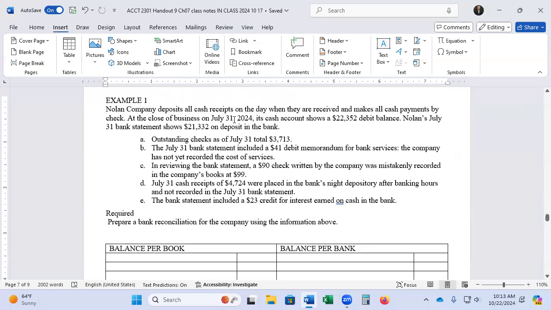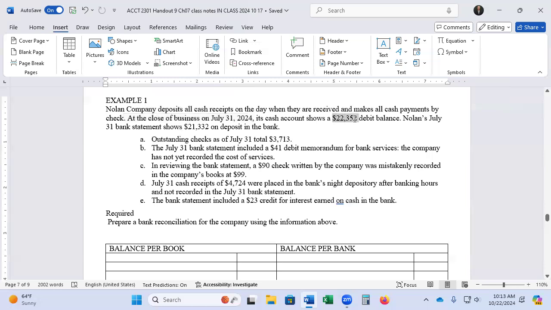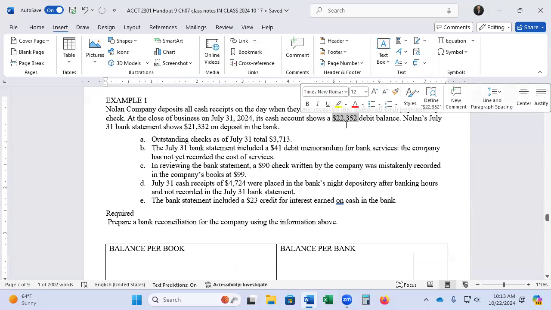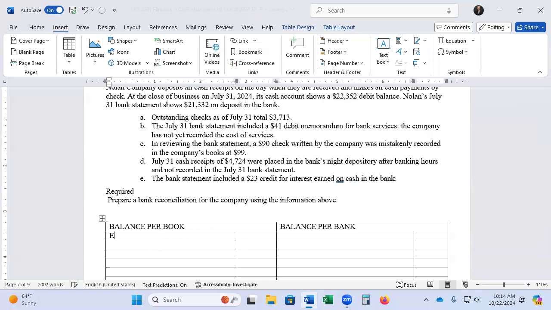Okay. So it says, at the close of business on July 31, 2024, its cash account shows a $22,352 debit balance. And Nolan's July bank statement shows $21,332. So your balance per book, ending balance, is going to be $22,352, and the ending balance per bank is $21,332.